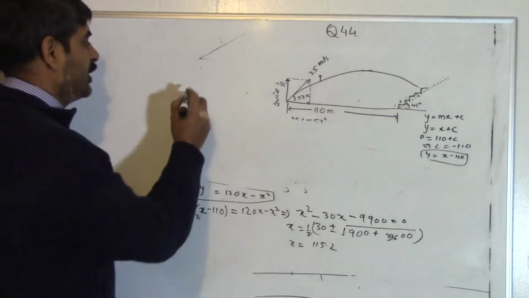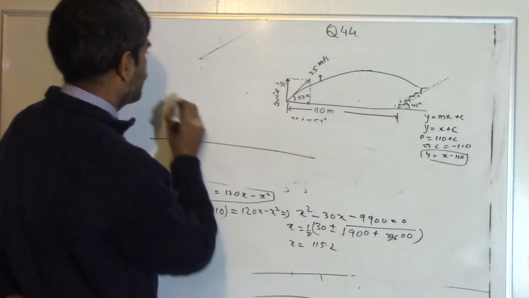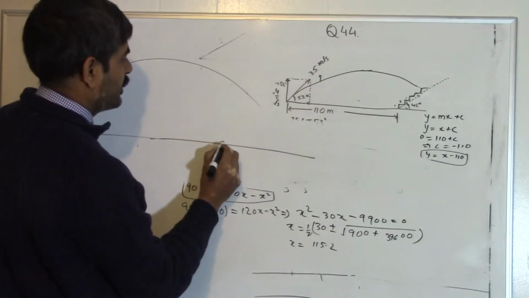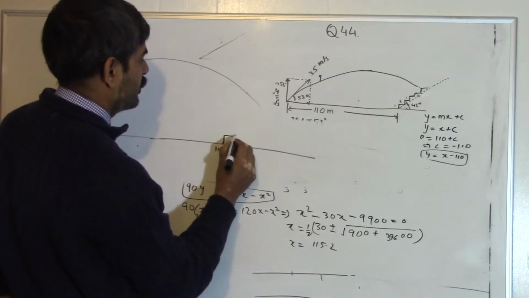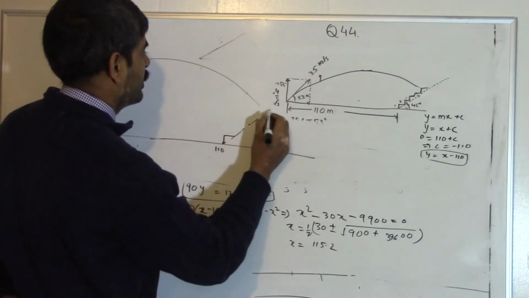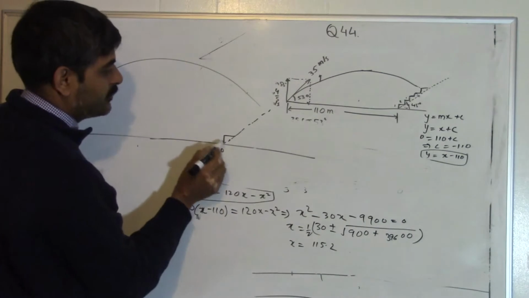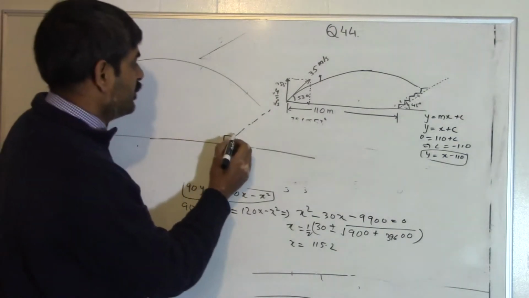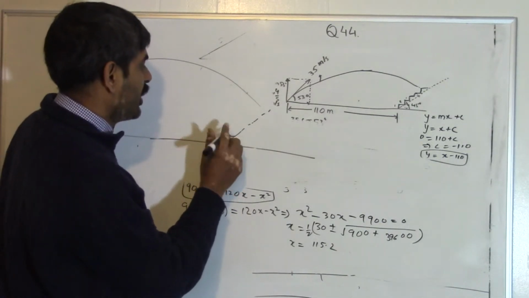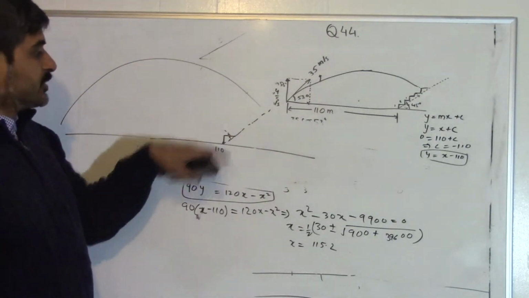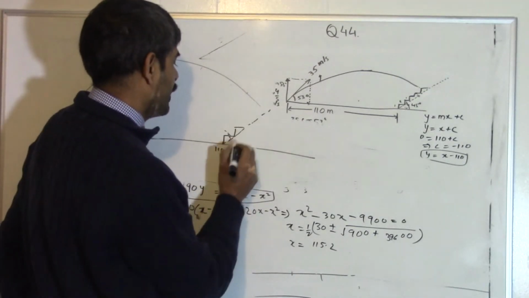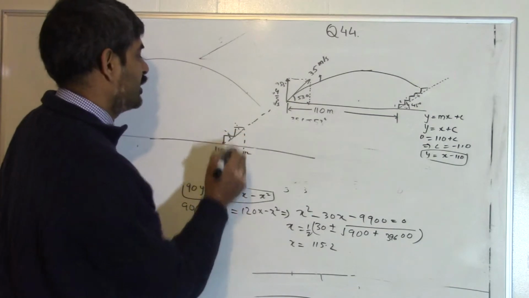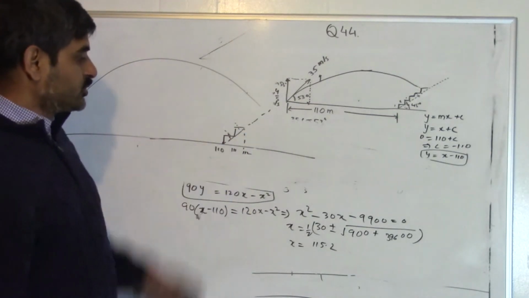I am giving a bigger picture of the projectile motion. This is 110, and if the value of this x would have been somewhere between 110 to 111, there was a good chance that the ball would have hit the first of these stairs. If the value were between 111 and 112, there was a good chance that it would have hit here, and so on and so forth.